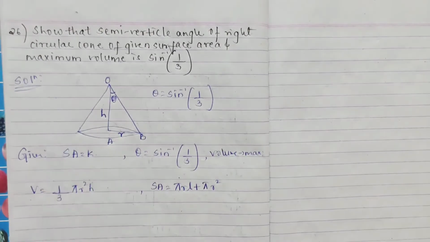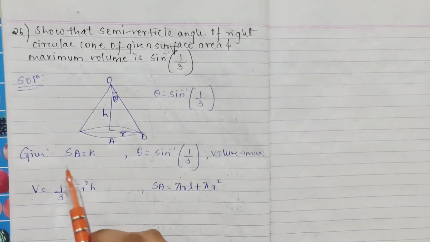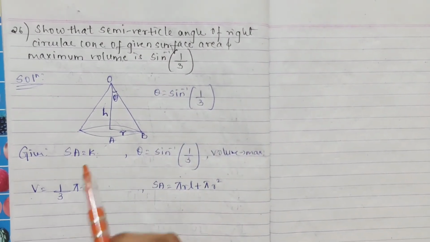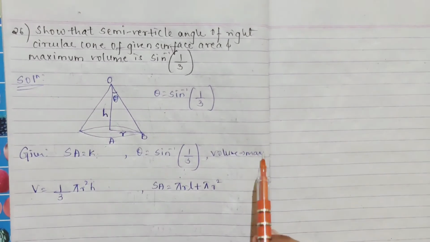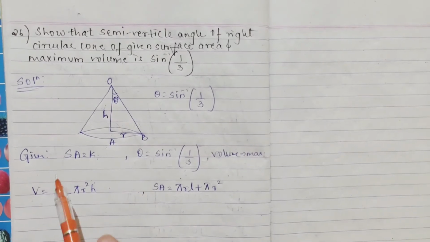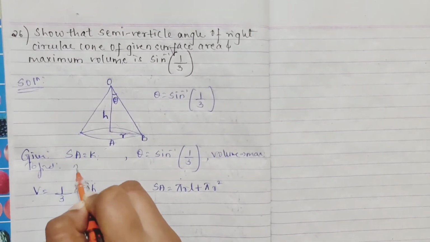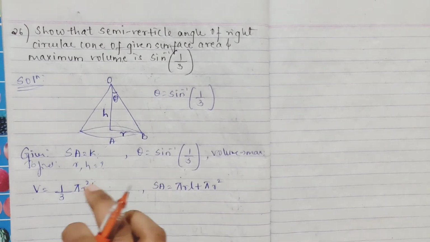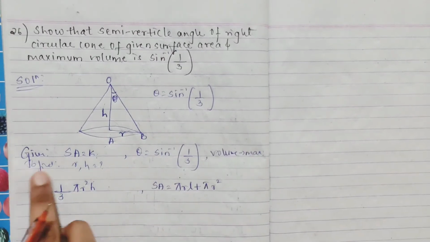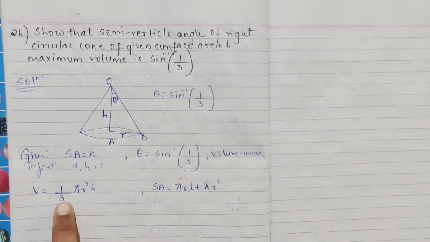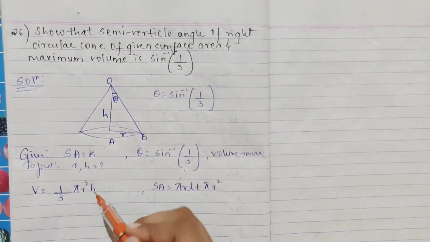So everything I have written. The surface area is given, so we have taken it as k, and theta is sine inverse 1 by root 3. The volume is to be maximized. So you have to find this r and h. They have given the surface area and theta. The volume formula of a right circular cone is 1 by 3 pi r square h. So we need r and h values.